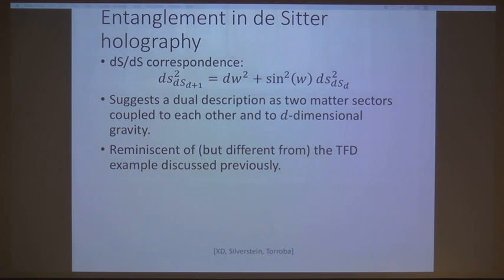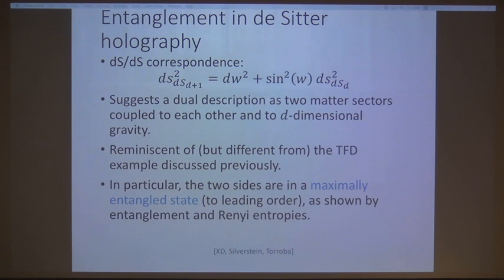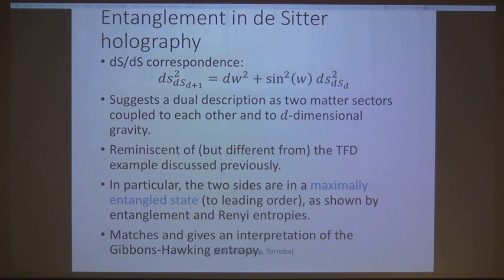So it's reminiscent of but different from the thermofield double discussed previously. In this case, the two sectors are cut off and coupled to each other and also to lower dimensional gravity. It turns out the two sides are in the maximally entangled state to leading order, as we showed using entanglement Rényi entropies in this setup. For details, we'll hear more from Eva's talk. Also, this gives an interpretation of the Gibbons-Hawking entropy because it matches the entanglement Rényi entropies between the two different sectors.